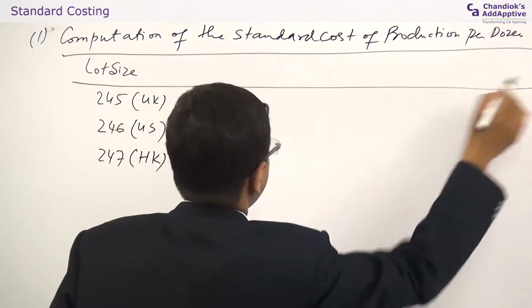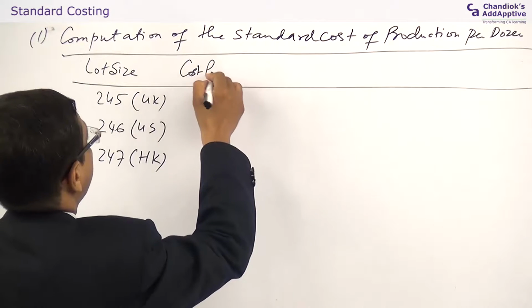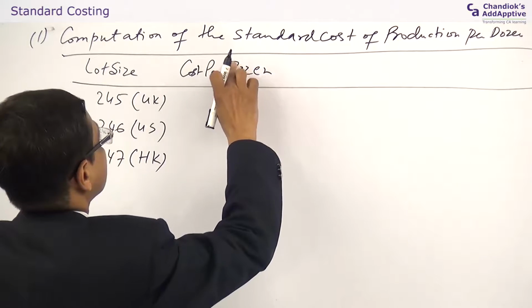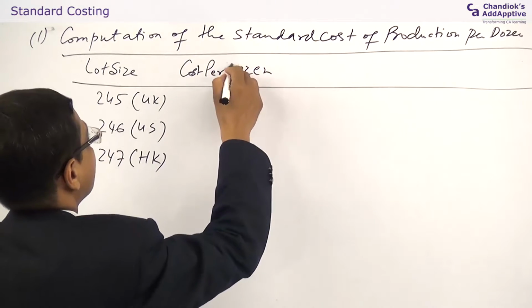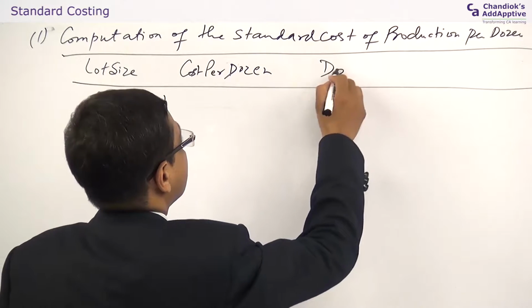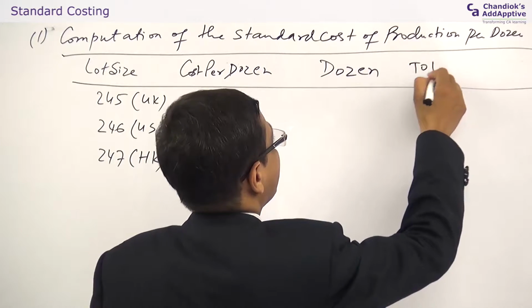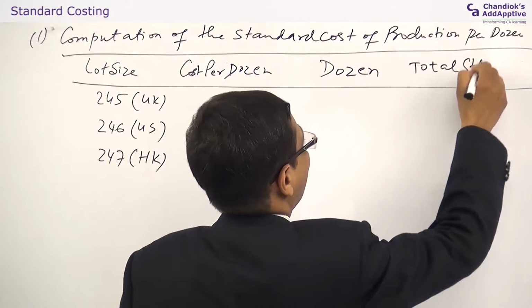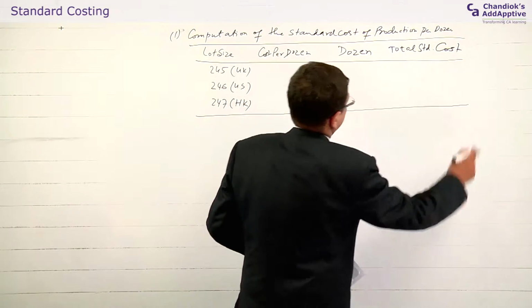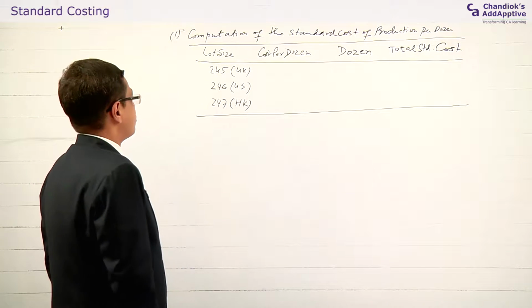You are also provided the details of cost per dozen. This is D for dozen. The dozen quantum is given, and from there you get the total standard cost. So, this is the first thing you have to find out.